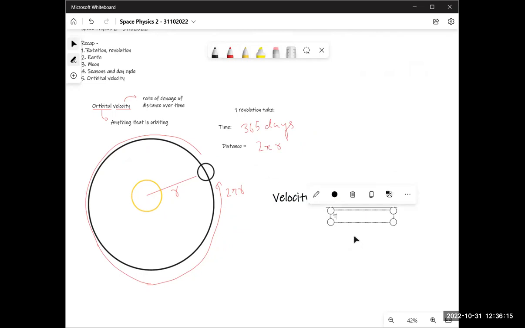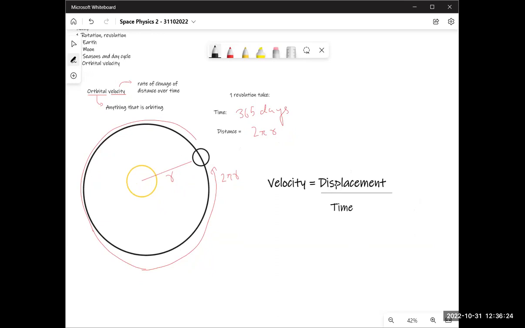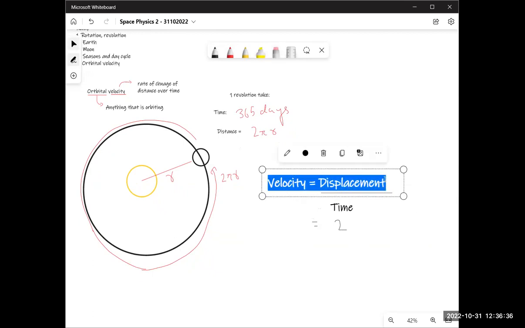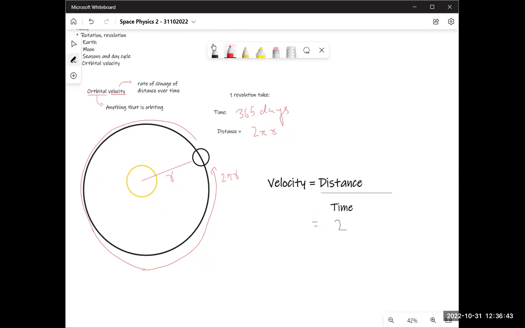So displacement over time. Amina, what is displacement? The same as distance, right? But it has direction. Now, I realize that the displacement, or the distance right here, let's remove the word and just keep it as distance for now. And since I know the distance is 2 pi r, we know that already. And I know the time taken is 365 days.